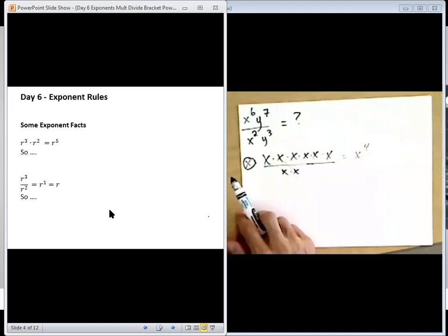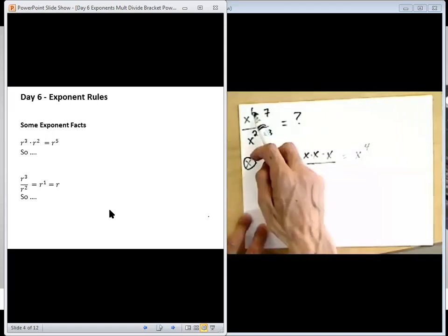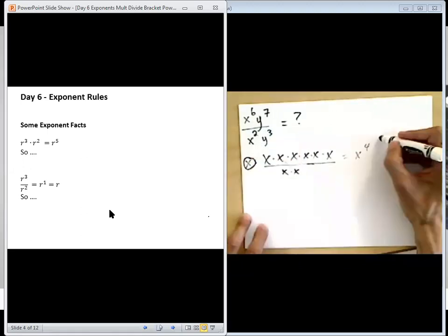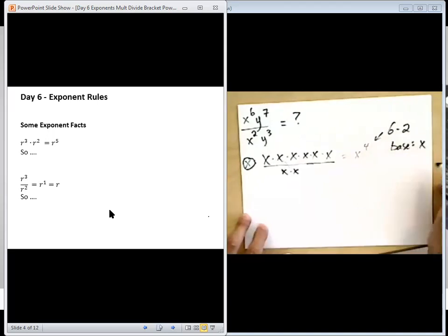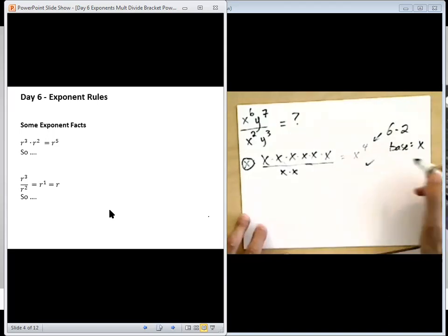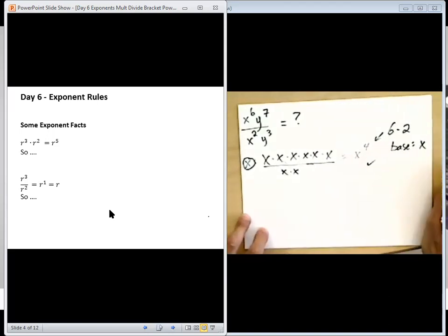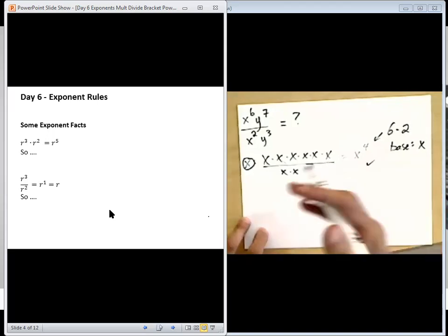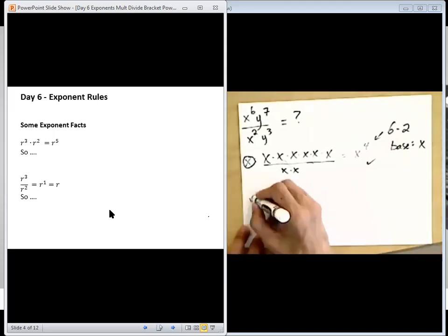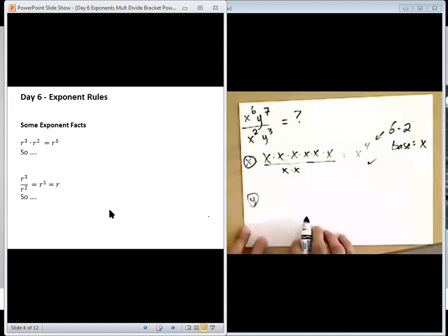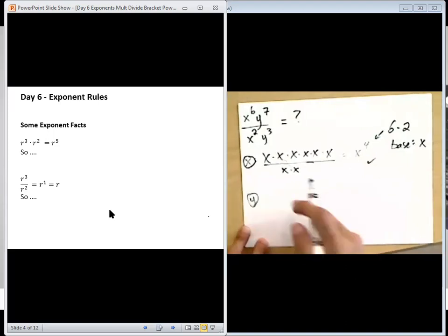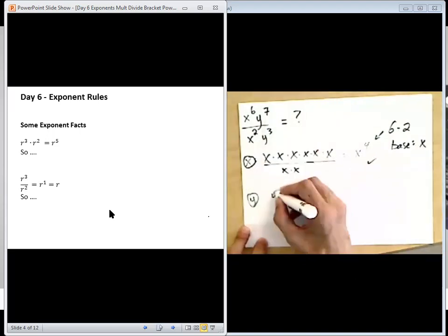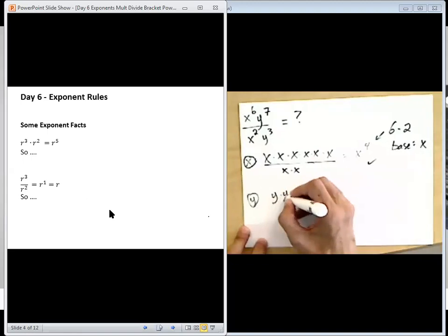So does that match with our idea of 6 subtracting 2? That one does. Are the bases the same? Yep. They are both x. So that part is looking good. How about the y's? Same thing? Y5 maybe. There's going to be 7 on the top. See, it's getting big enough. I don't want to write it all out now. Just go like that.